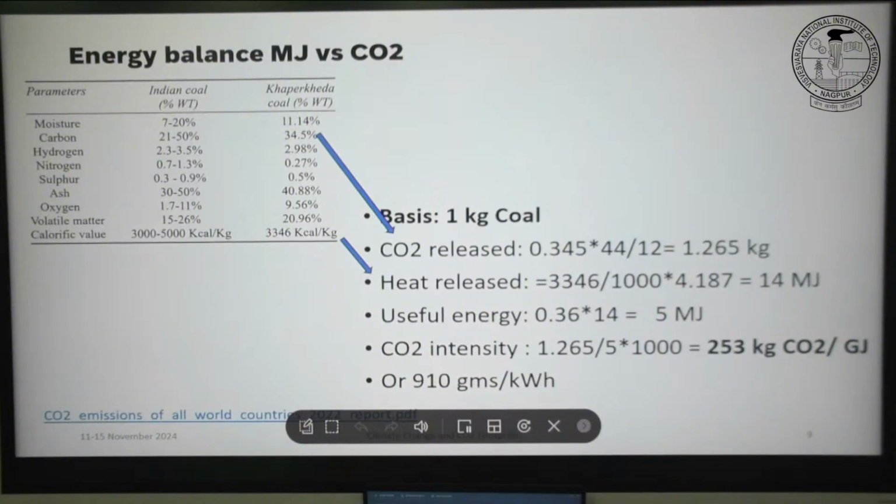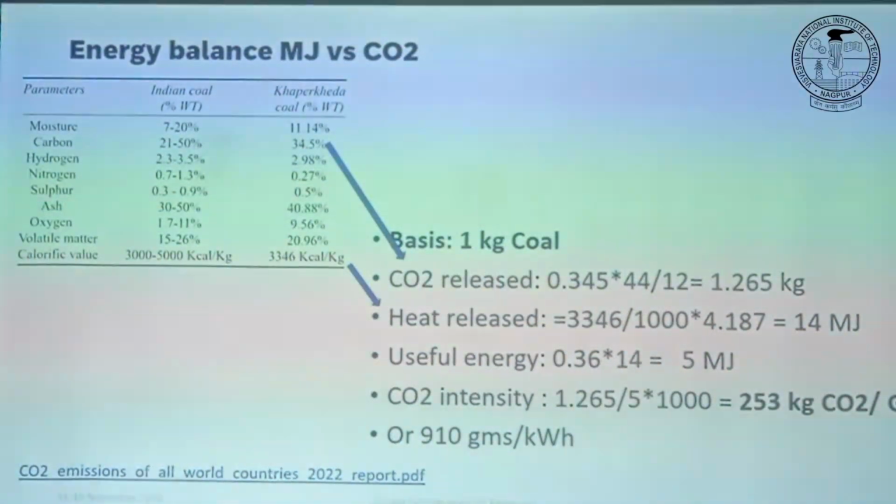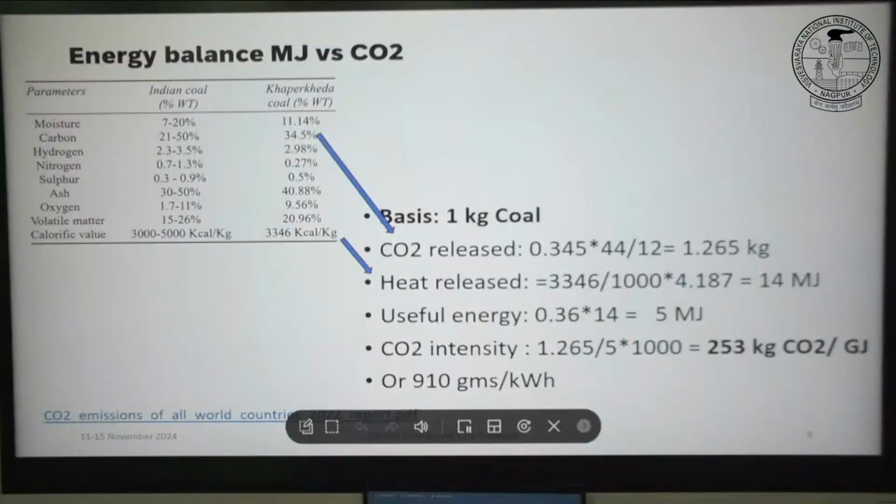So we started with the basic 1 kg of coal. Efficiency. Very good. Thank you. Efficiency of energy to power. So that's a typical efficiency of a coal-based power plant. It can be 1 or 2% here and there, but let's take for simplicity 0.36. So we started with 1 kg of coal. It's almost 345 grams of carbon, 44 and 12, I don't need to say, the molecular weight of CO2 and the molecular weight of elemental carbon.